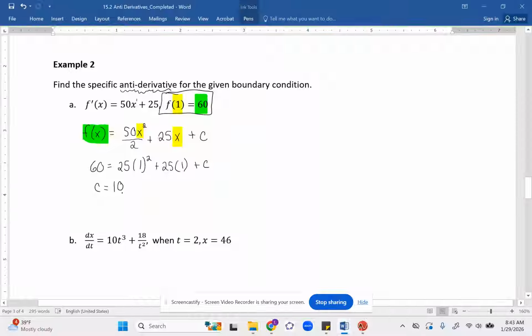This is where students get really excited because they're like, oh, I found c. But there's one final step, because the question will always say find the actual antiderivative, which means you want the original function. So you have to write this final step: the original function now is this here, but with the c substituted in. So we have that function, which was 50 over 2, or 25, x squared plus 25x plus 10.